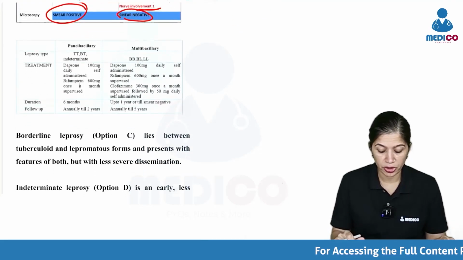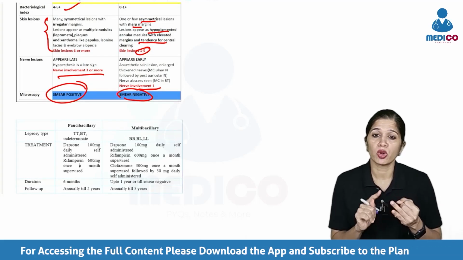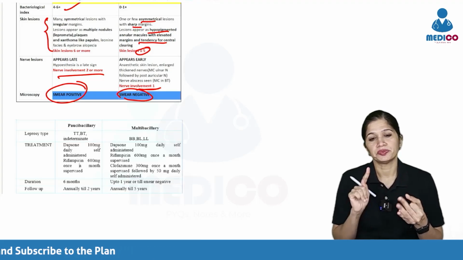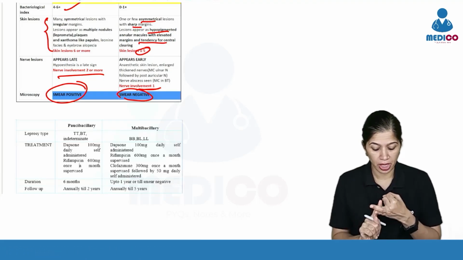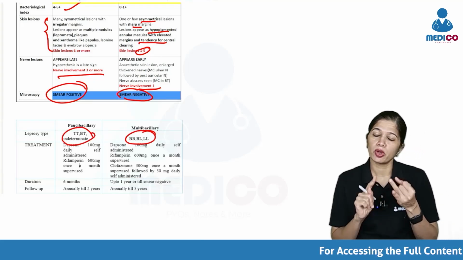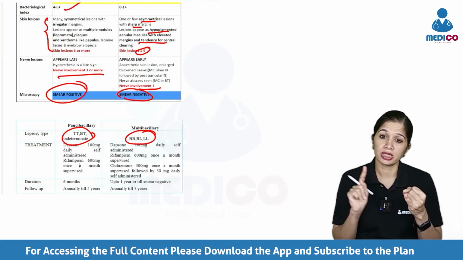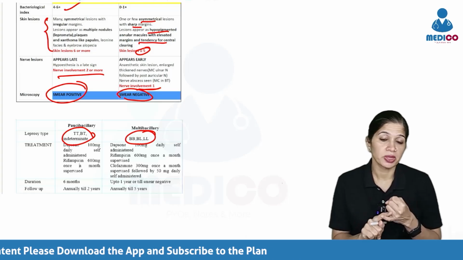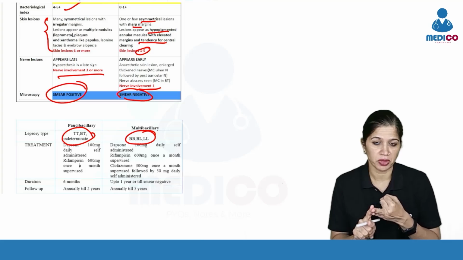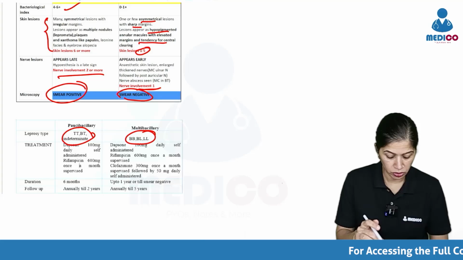Now, what about the treatment of paucibacillary versus multibacillary? What all do you call paucibacillary? Tuberculoid, borderline tuberculoid, and indeterminate. These three come under paucibacillary, whereas lepromatous, borderline, and borderline lepromatous come under multibacillary. So tuberculoid, borderline tuberculoid, and indeterminate are pauci. For paucibacillary, you can give dapsone and rifampicin: rifampicin 600 mg once a month supervised, and dapsone 100 mg daily self-administered. The duration of treatment is about 6 months, and follow-up has to be done annually for up to 2 years.